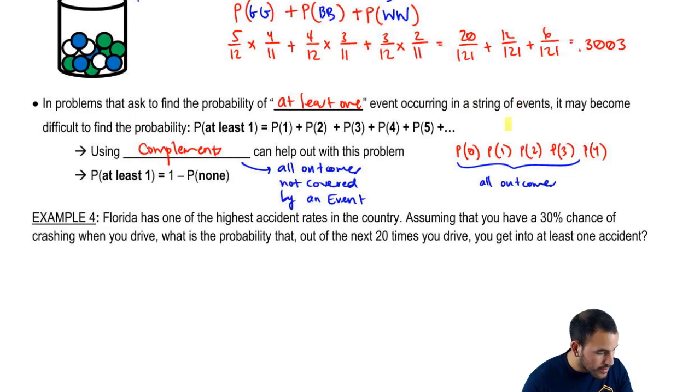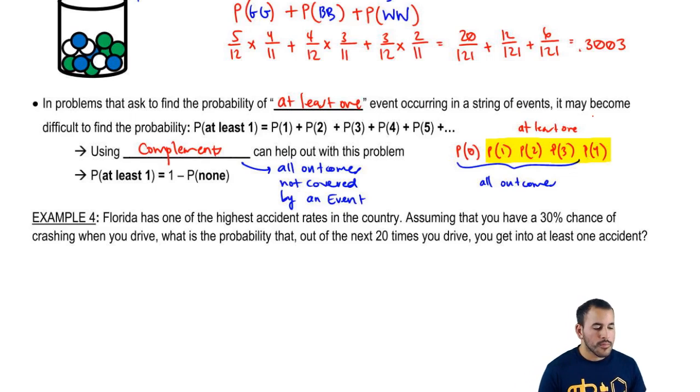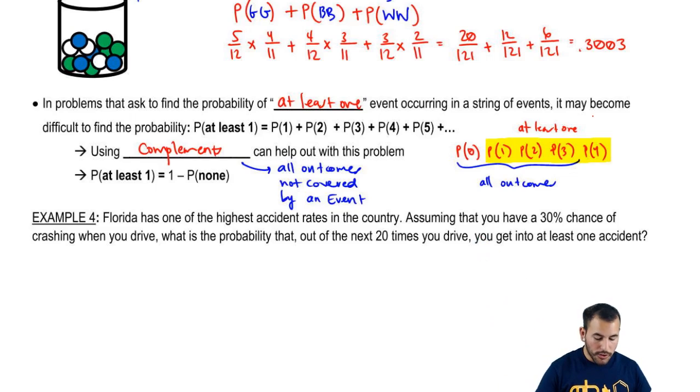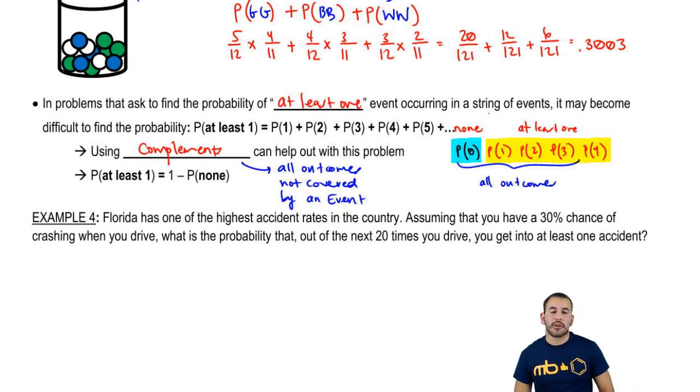includes all of this. Right? This is at least one. But now the complement of that is all outcomes outside of at least one. So outside of at least one, the complement would be 0 heads, right? Or none. No heads at all. So let me go ahead and put this in a different color. Probability of at least one, the complement is the probability of none.